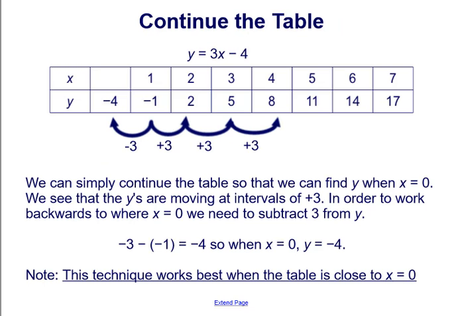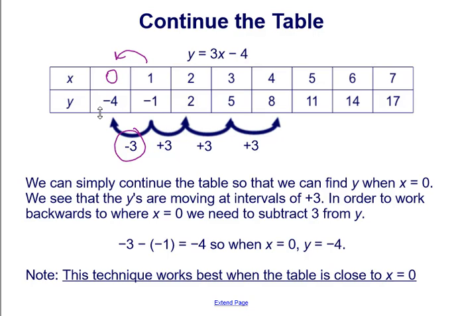The first method is we can simply continue the table so that we can find y when x equals 0. We can see that the y's are moving at intervals of plus 3. So in order to work backwards to where x equals 0, we need to subtract 3 from y, because we're moving backwards from that last x value of 1 to 0. So if we move backwards, we're subtracting 3 from -1 to get -4. So when x equals 0, y equals -4.